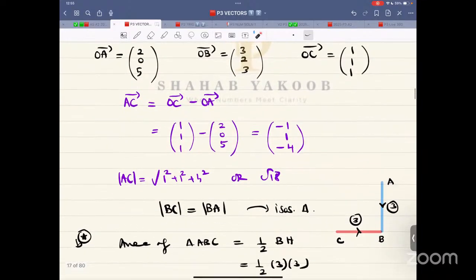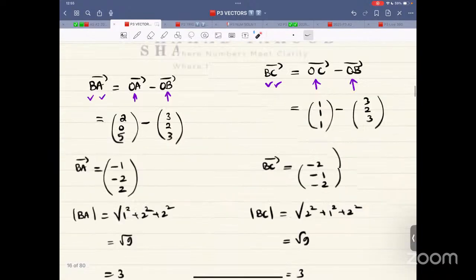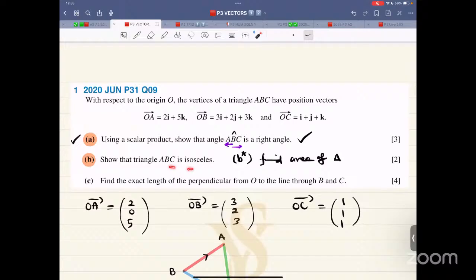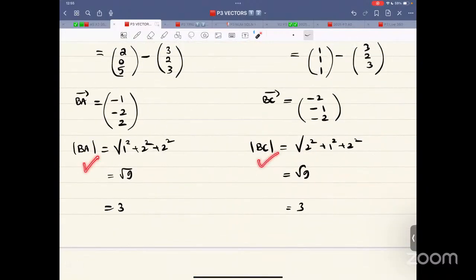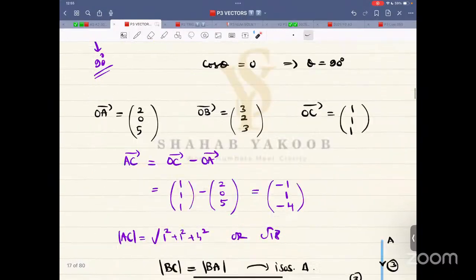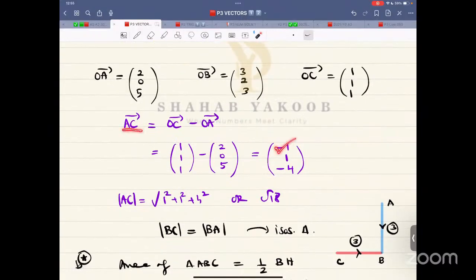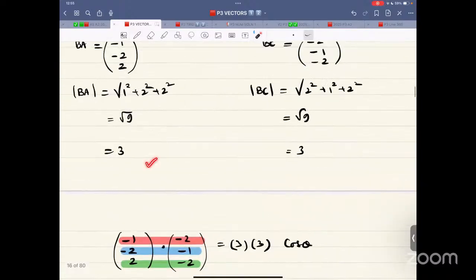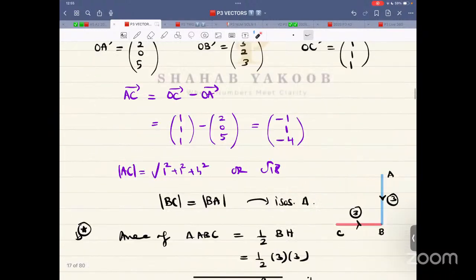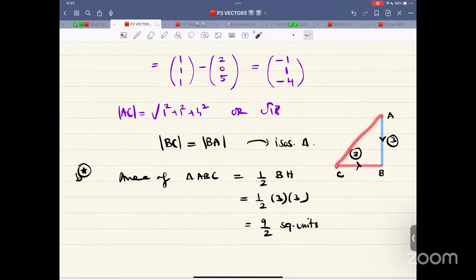Now, what else is there? Show that triangle ABC is isosceles. So we calculate the BA magnitude, we calculate the BC magnitude. I need to calculate the AC vector and then the magnitude, that is root 18. So now I have 3, I have root 18. So root 18 is this thing.